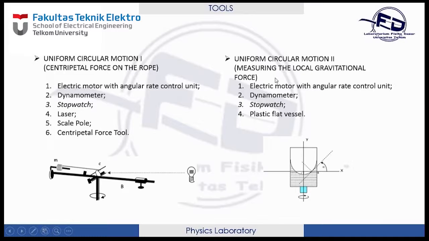For the uniform circular motion 2, there are 4 tools, in which 3 of them are the same as before. That is 1 electric motor, 2 dynamometer, and 3 stopwatch. Now the difference is on the 4th point, which is plastic flat vessel that works as our object practicum.